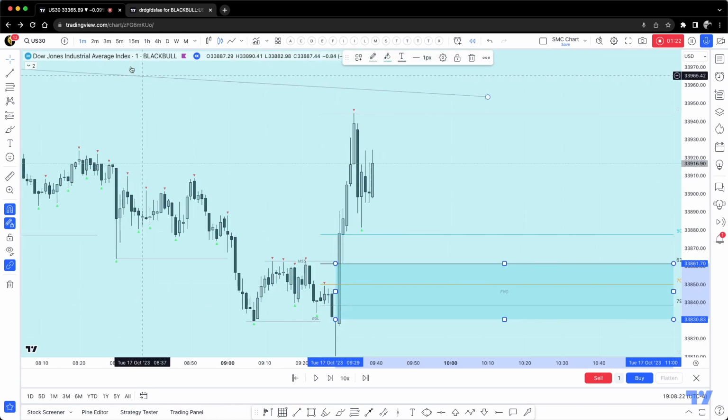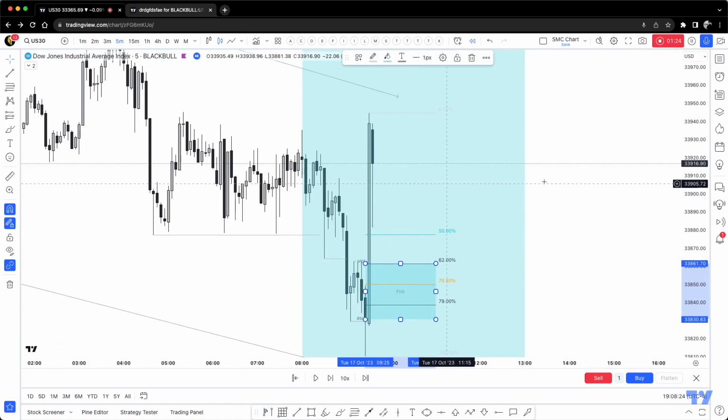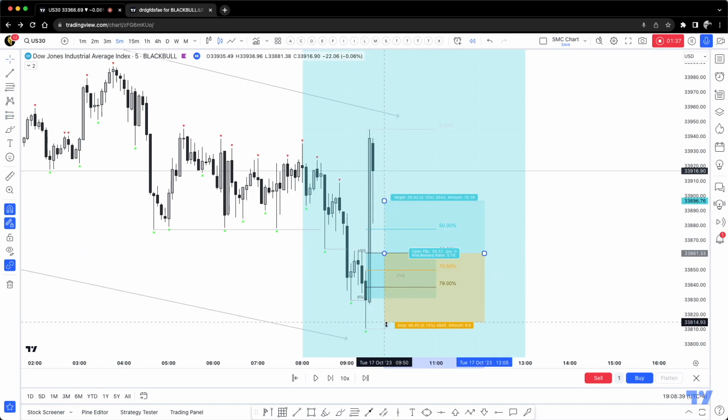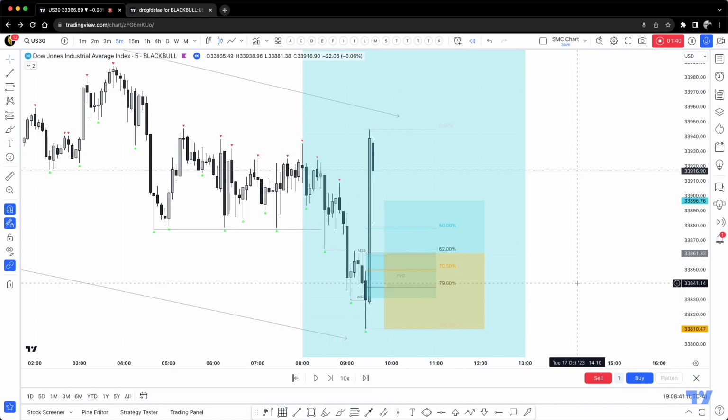I don't know if that one would be playing out. I don't like refining too much. I think I would have stayed with the 5 minute, to be honest, because we're trying to get our entry somewhere here. Want to make our entry at the fair value gap. So if you were looking for that entry, stop would be somewhere here.